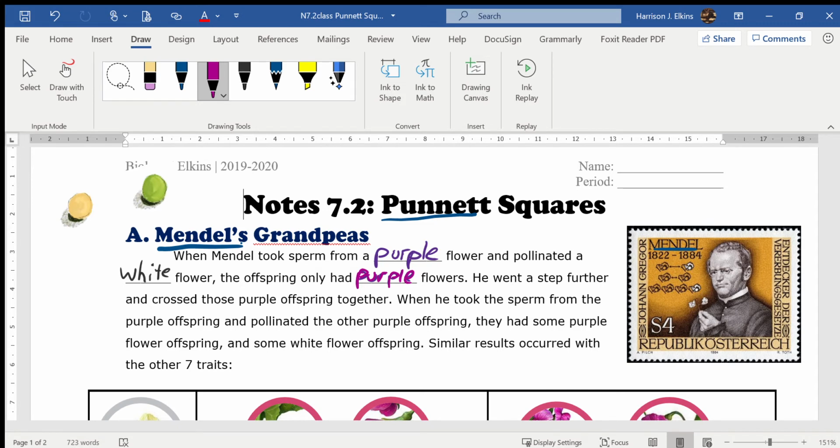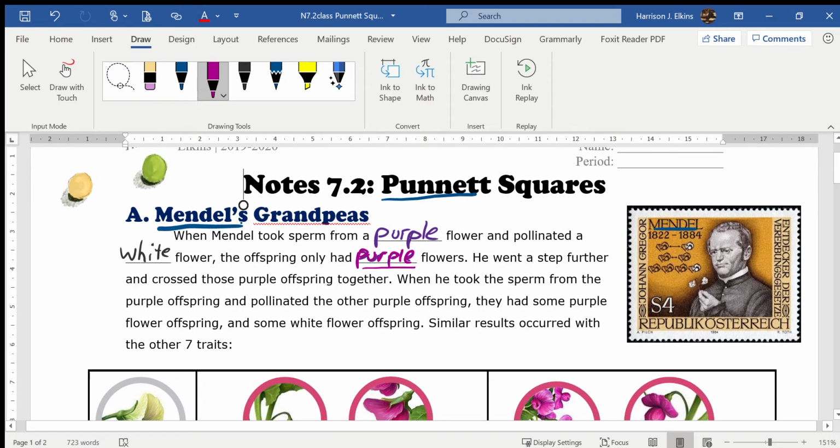But then he took that a step further, and he actually took that purple offspring and pollinated them together. So he took the sperm from a purple offspring and pollinated another purple flower. And that was really weird because then he had some purple flowers and some white flower offspring. Oh, okay. So purple plus white equals only purple, and then purple plus purple equals purple and white. What's going on here? That's a little weird.